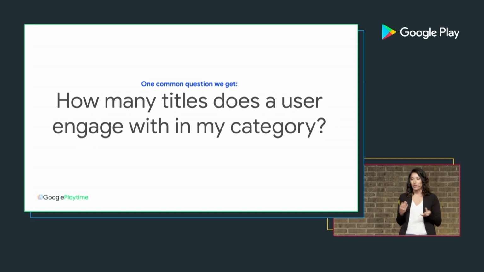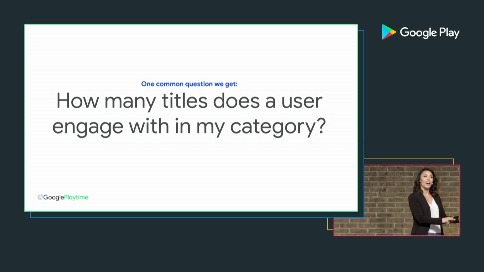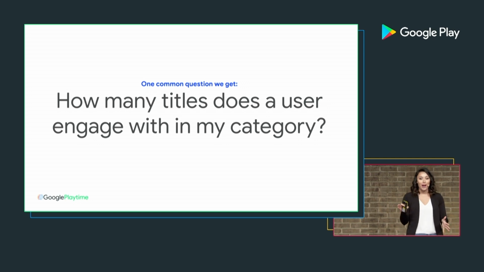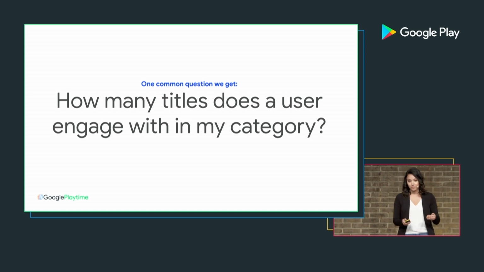But to start off, let's cover some of the category trends that we see in the apps ecosystem. Probably one of the most common questions that we get from app developers, and game developers for that matter, is how many titles does a user engage with in my category? And when I came from mobile, this was the first question I had. We want to understand what overlap looks like, not only across categories, but also across titles within those categories. And it's a pretty tough question to answer because we have 32 app categories available on the Google Play Store. And I won't have time to dive into every single one.